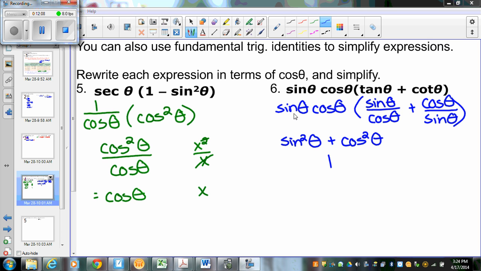multiply them through. When you multiply sine of theta and cosine of theta times this first fraction, your cosines are going to cancel, and then you just have sine of theta times sine of theta, which becomes sine squared theta. And then in the second fraction, your sine values will cancel, and so you have cosine times cosine, which is cosine squared. So then you just have a Pythagorean identity of sine squared theta plus cosine squared theta, which is 1. So all of this mess up here in number 6 just simplifies to 1.